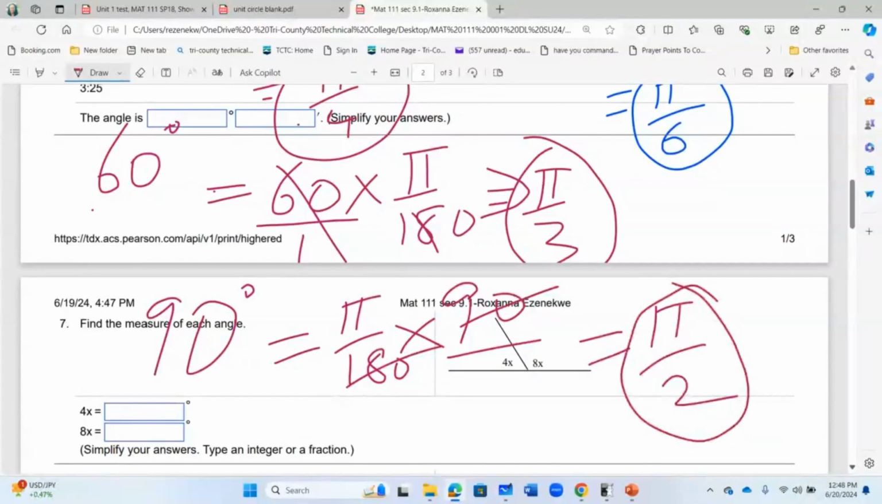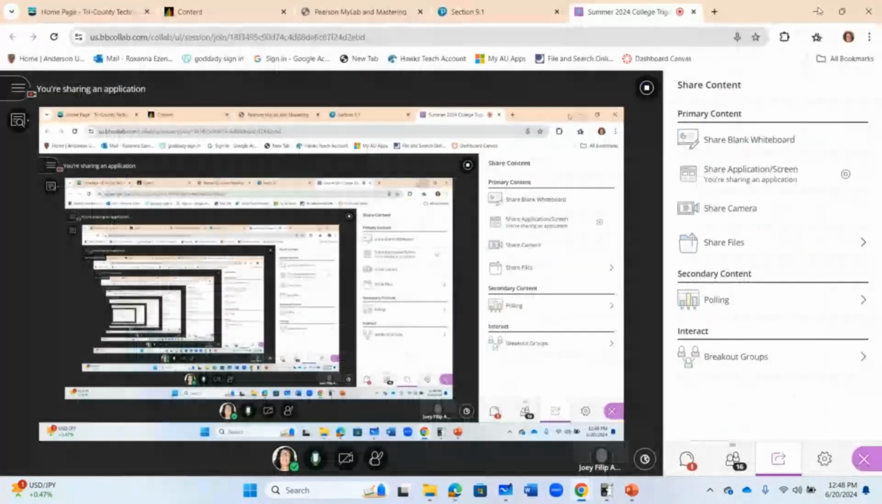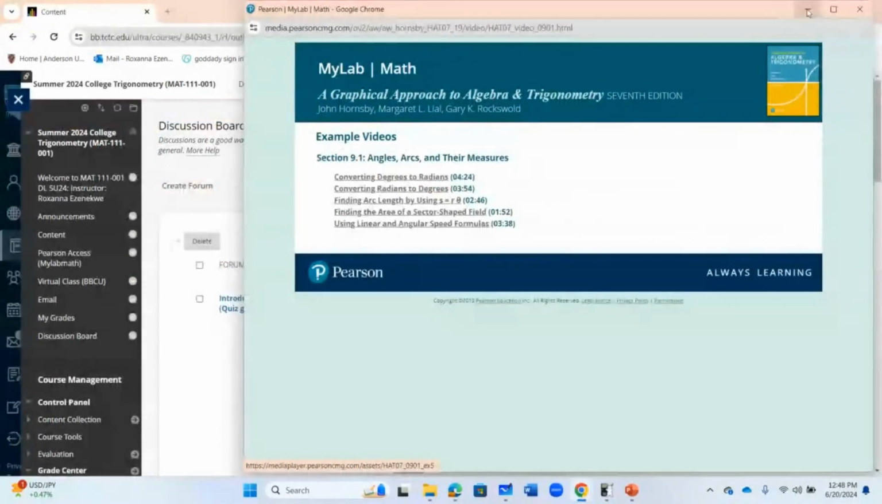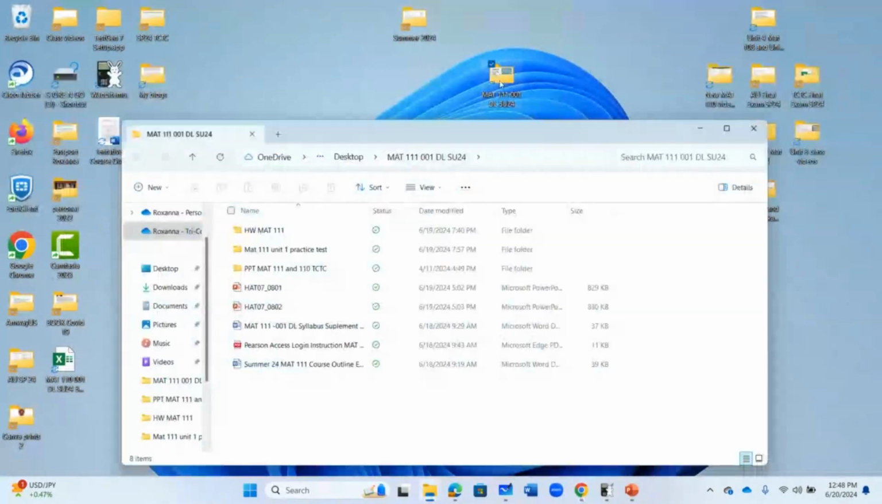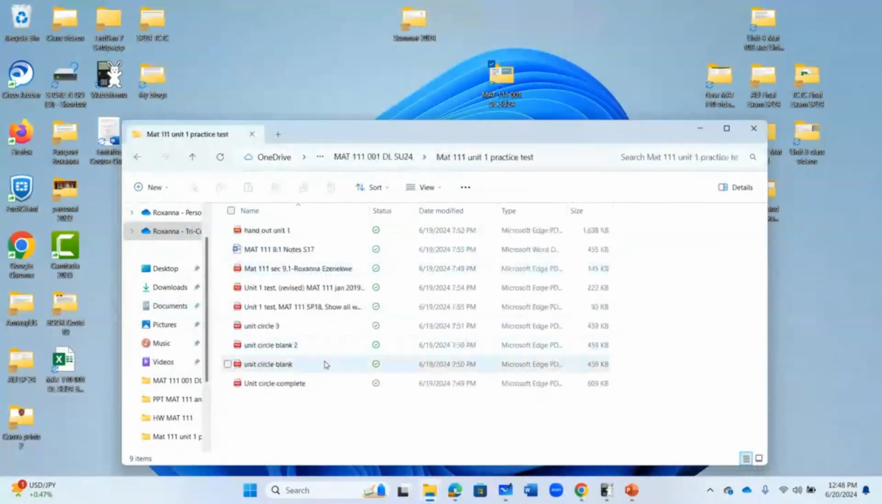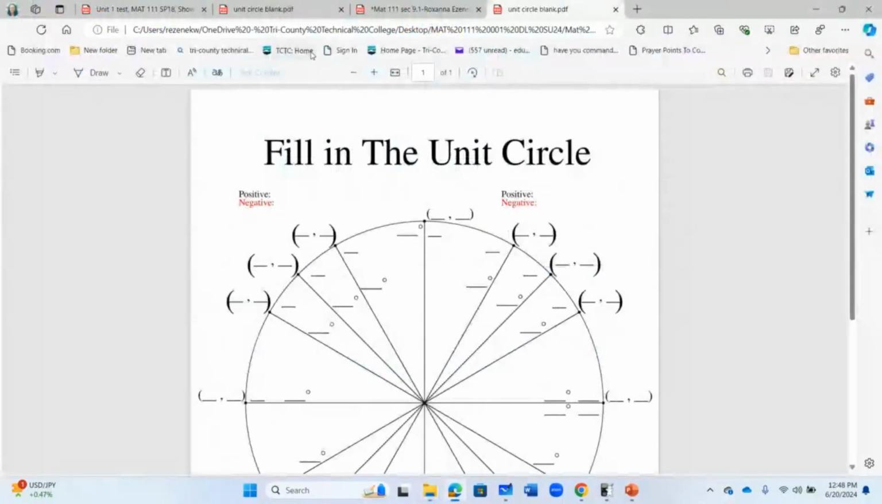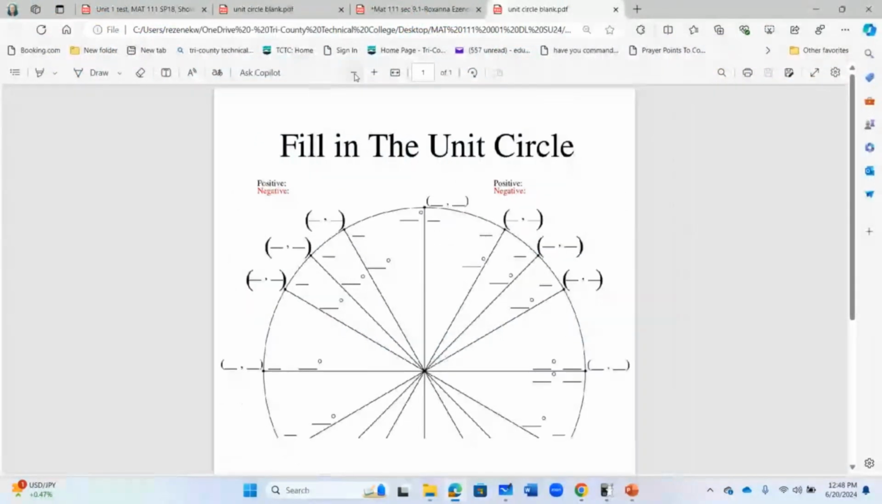So let me pull a unit circle. Because there are so many things involved in what we are doing, it's not just one thing. So let me go to the main screen and pull up a unit circle. Okay, a blank unit circle is what I want to pull up. So now this is my blank unit circle.